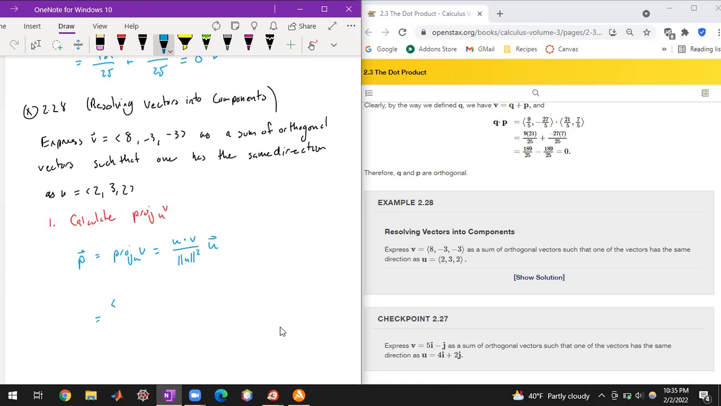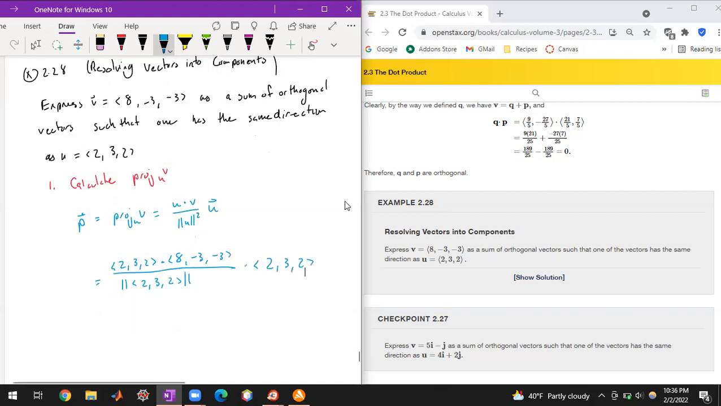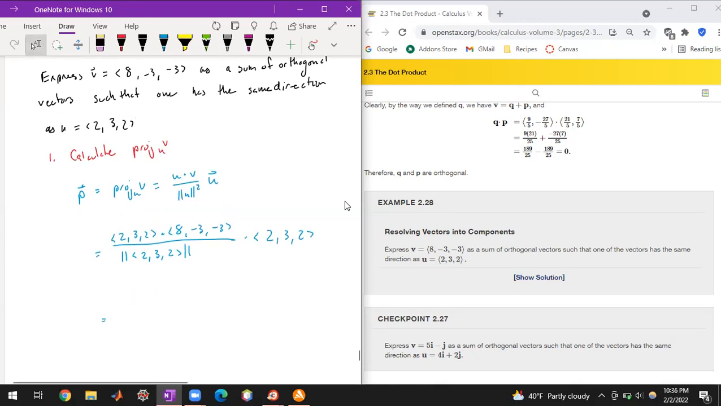So we are interested in the dot product of U and V divided by the magnitude of U squared, and we want this to be in the direction of U. We'll go ahead and calculate the numerator and the denominator. 2 times 8 is going to give us 16. 3 times -3 is going to give us -9. 2 times -3 is going to give us -6, over our magnitude squared, which is 4 plus 9 plus 4.